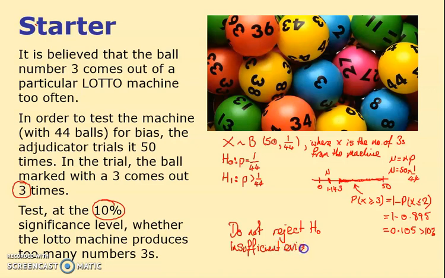This is an important phrase. It implies you know it's not a precise science. There's insufficient evidence that the machine produces too many number 3s. Now, it may well produce too many, but not on the basis of our evidence. So that's what I've got.